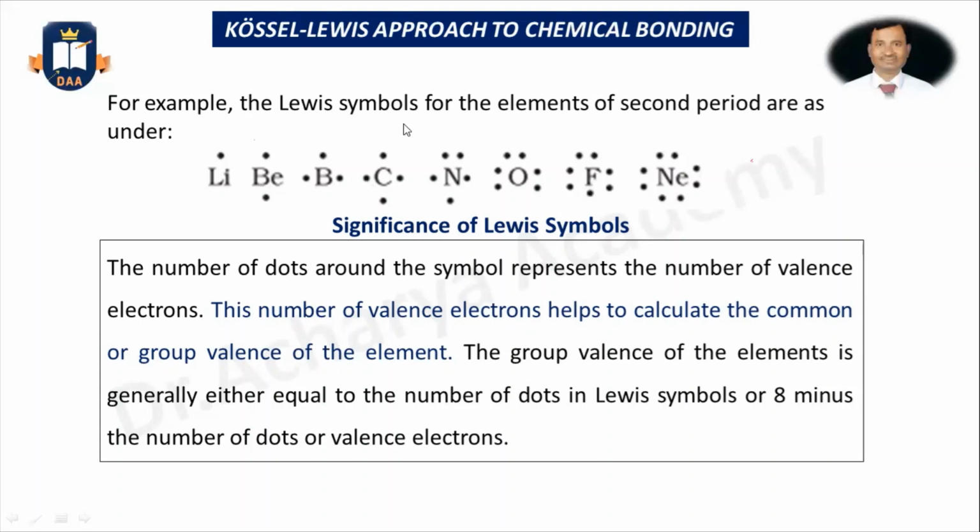Significance of the Lewis symbol: the number of dots around the symbol represents the number of valence electrons. This number of valence electrons helps to calculate the common or group valence of the element. The group valence of the element is generally either equal to the number of dots in the Lewis symbol or 8 minus the number of dots or valence electrons.